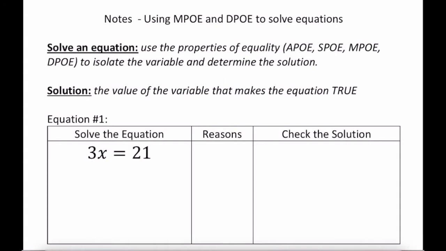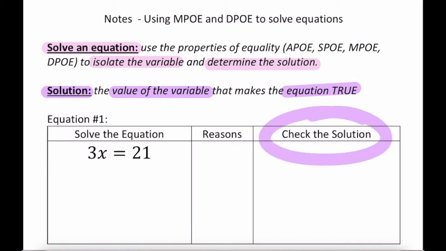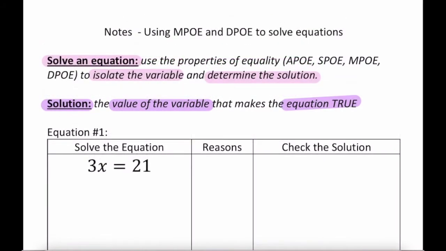Just a quick reminder, when we're talking about solving an equation, we're using these properties of equality to isolate the variable and determine its solution. The solution is the value of the variable that makes the equation true, so we conduct a check to make sure that it is the actual solution. Today we're solving these equations using either multiplication or division.